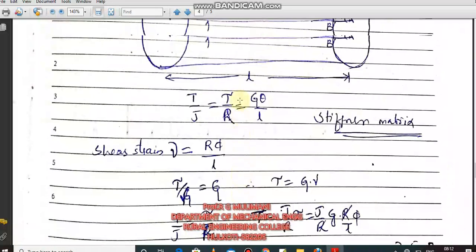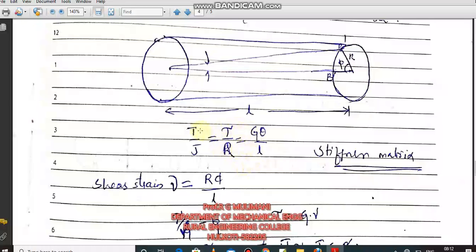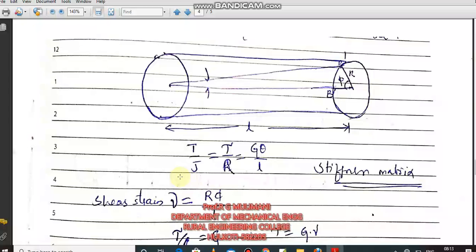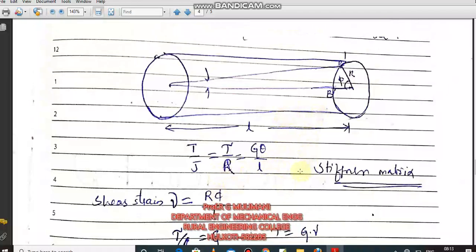By using the torsion equations, we already know the torsion equation: T by J equal to tau by R, that is equal to G theta by L, where tau is the shear stress, and there is shear strain. What is shear strain? Linear strain is change in length to the original length. Shear strain is different: here it is not change in length, it is angle of twist divided by original length. Original length is L.